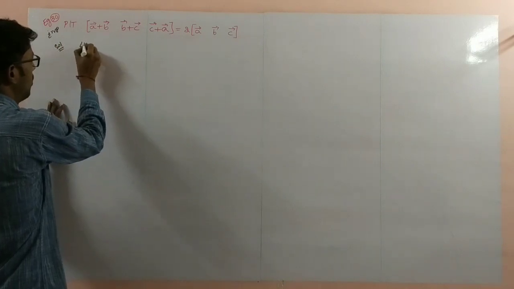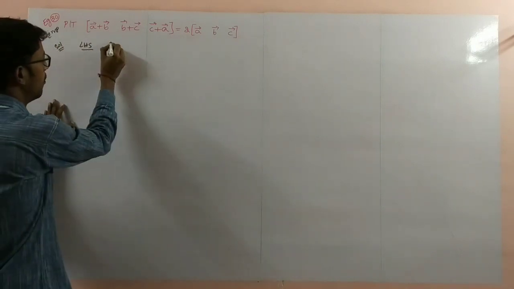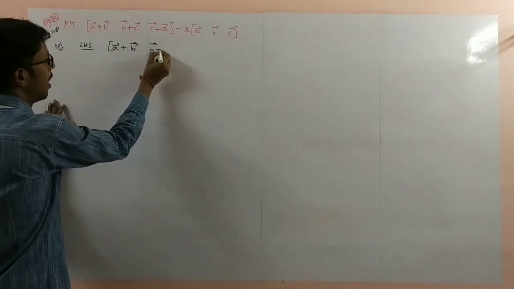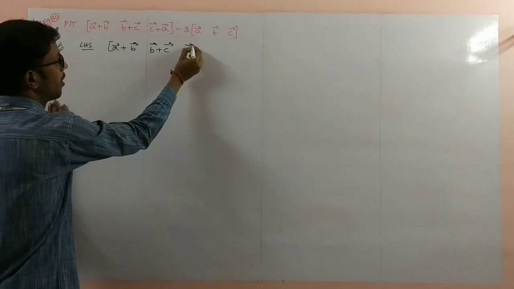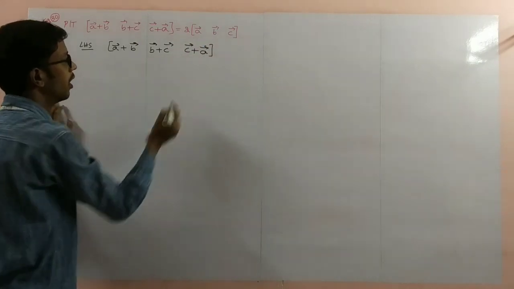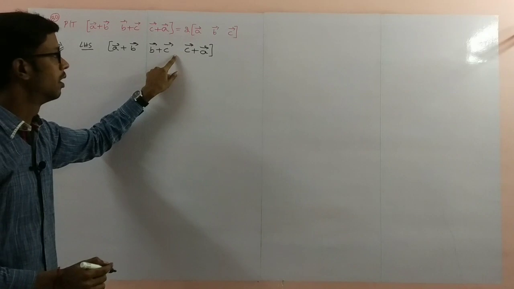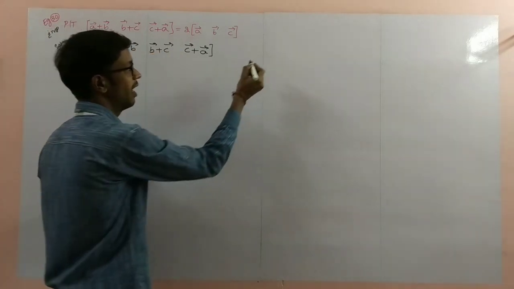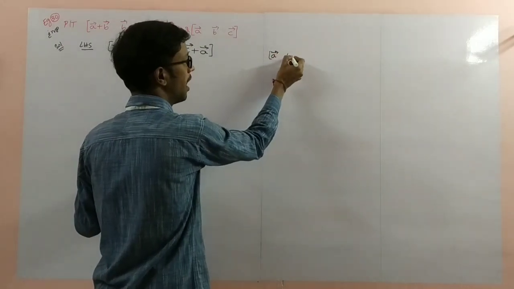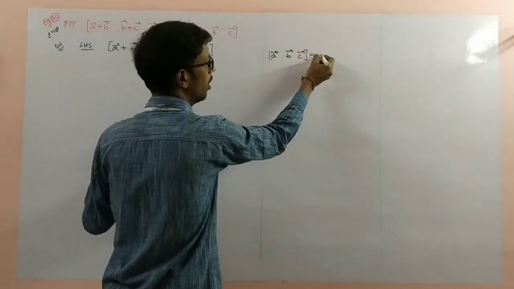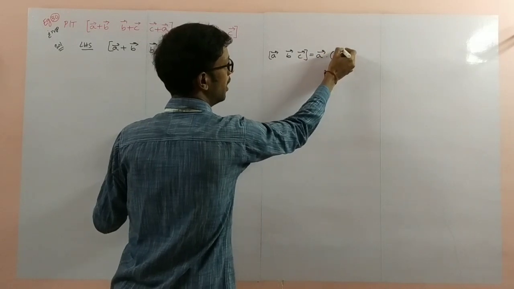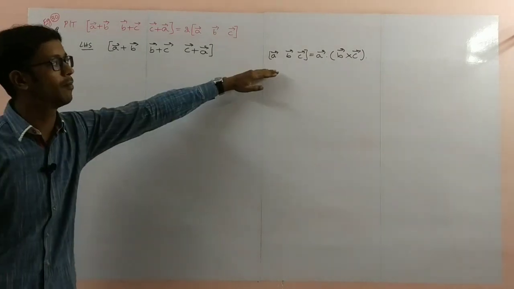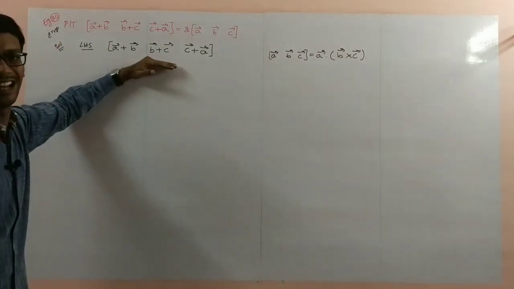Solution, LHS part. What is the LHS part here? Box of (A bar plus B bar), (B bar plus C bar), (C bar plus A bar). Writing the comma here is no problem; without writing the comma it is the same. Now one formula is there: box of A bar, B bar, C bar equal to A bar dot of B bar cross C bar. This is the formula. Based upon that formula, I'll simplify this LHS part.